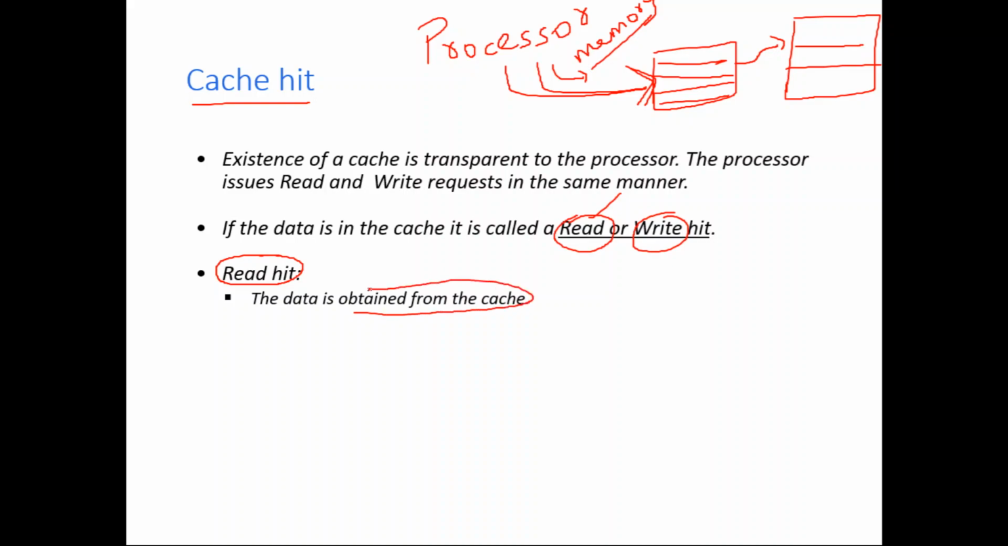Then just read that. You need not go get it from the main memory, because the processor is looking for the data, and that data is available in the cache. You directly read it, and the processor can access it very fast because cache memories are high speed memories. So this concept is called a read hit.